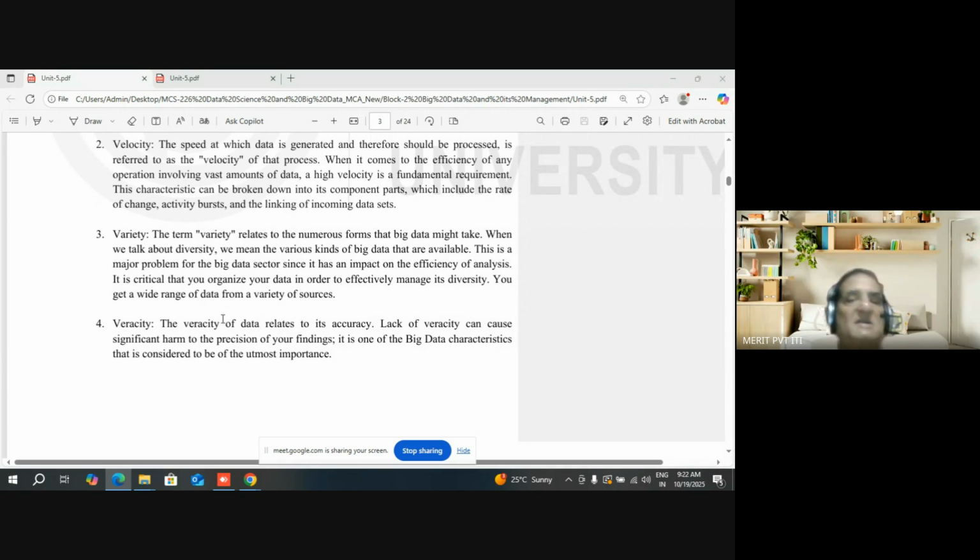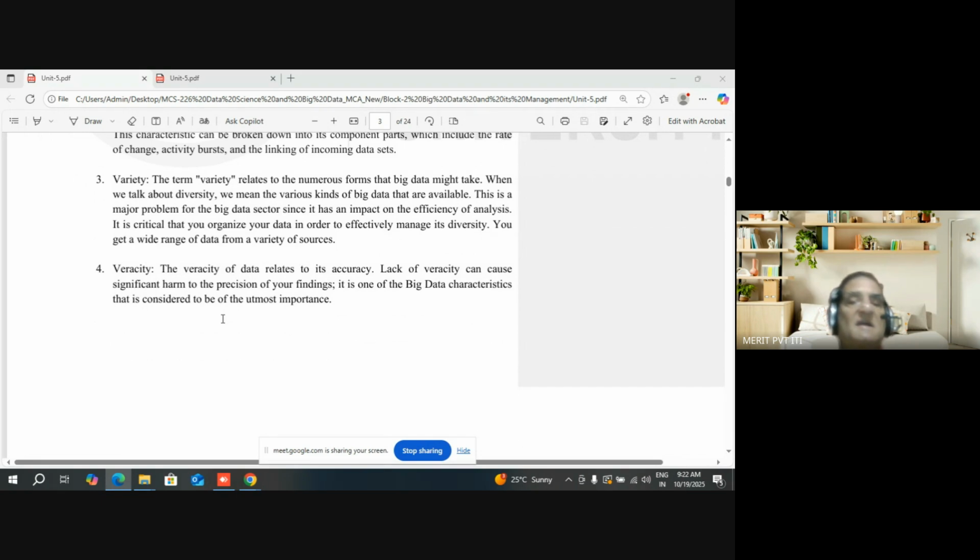Some is production data, some is cost, some is money, all these things are there. We mean the various kinds of big data that are variable. Then veracity of data relates to its accuracy. Lack of veracity can cause significant harm to the precision of your findings. So that's important. So veracity, all these 4 V's are there.